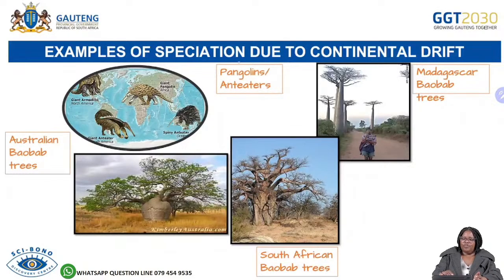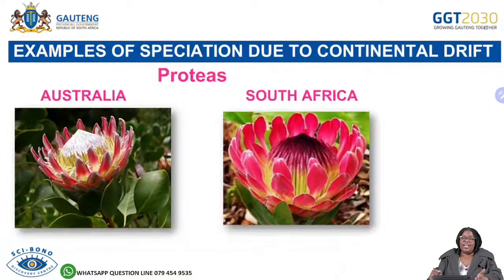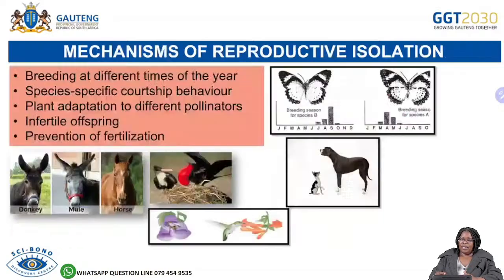Now, as examples of speciation due to continental drift again, take for an example, this is a baobab tree from Australia, from South Africa, from Madagascar. If you look at their characteristics, how they are totally different, but they are all what? Baobab trees. Because of continental drift, they ended up being different, newly formed species. Also, we've got another example of speciation due to continental drift. These are proteas from Australia and South Africa. They are totally different. Even if they were to be mixed again, they won't interbreed.